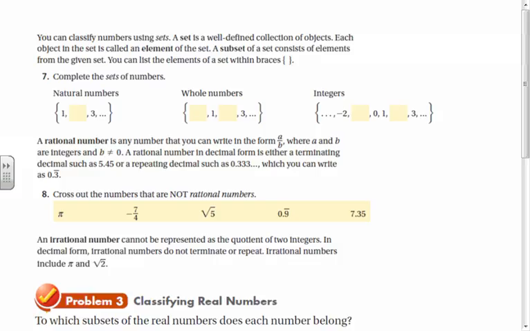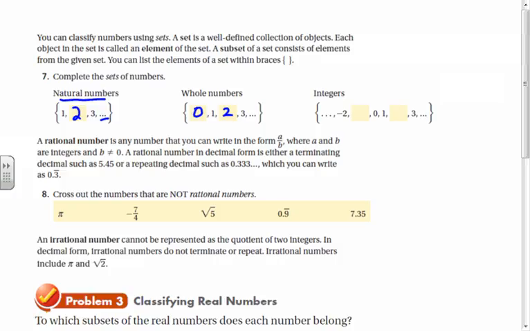A subset of the set consists of elements from the given set. There's a few subsets of numbers that we're going to have to know. One of them is natural numbers, and natural numbers are just like counting numbers, 1, 2, 3, 4, 5. This means we're going to continue in that pattern. Whole numbers are counting numbers plus the number 0, so it's just counting numbers starting at 0.